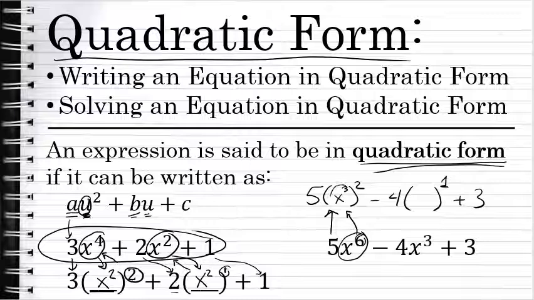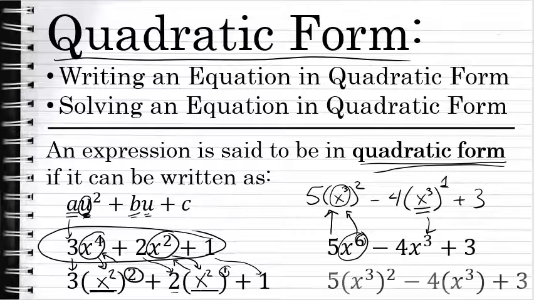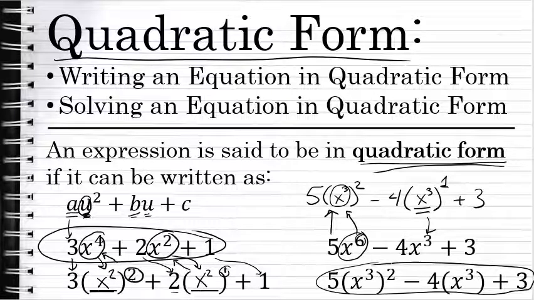And so in this case, the u would be x to the third, and if I put that u in the second blank here and raise it to the first power, that is the same thing as x to the third. So 5x to the sixth minus 4x to the third plus 3, again, is not a quadratic, but in quadratic form, it can be written as 5x cubed squared minus 4x to the third to the first power plus 3.